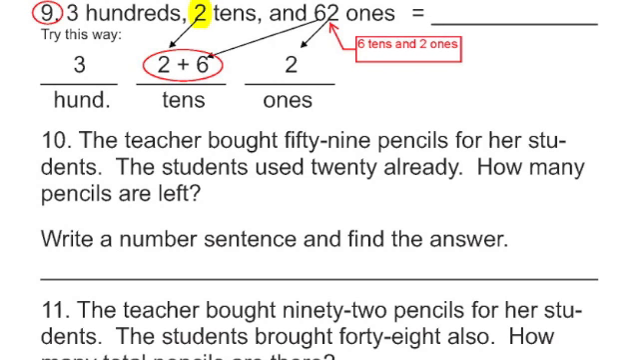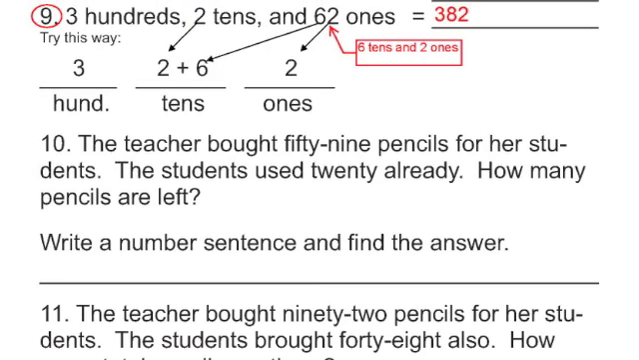And I still have 3 hundreds. Now, 2 plus 6 equals a total of 8. There's no regrouping involved. There's no regrouping involved with the ones either because it's also below 10. So this is actually quite easy, and the total answer is 382.